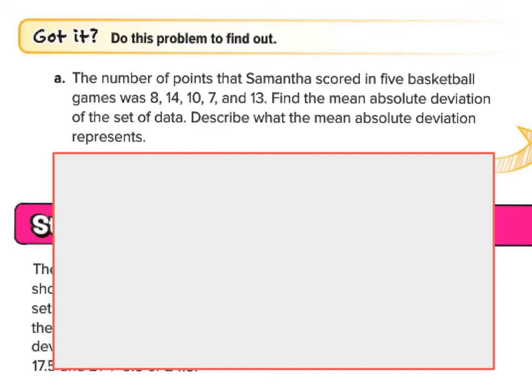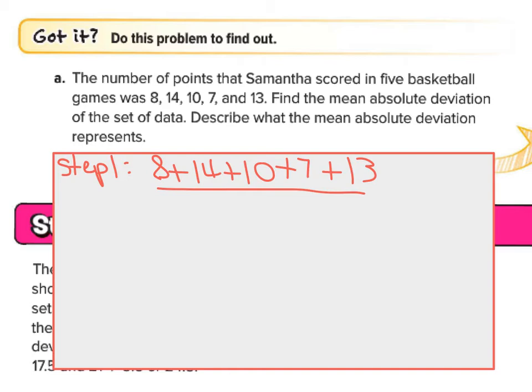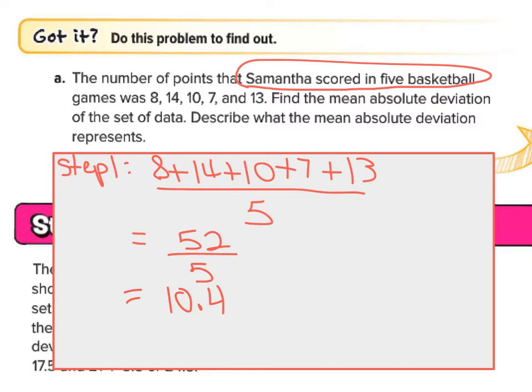Okay, so first let's find the average, the mean. Step 1. We find the sum of all these numbers, and then we're going to divide it by the number of numbers, which is 5 of them. And I get 52 when I add all those numbers, divided by 5. And that is 10.4. 10.4 is the average number of points scored by Samantha, as you can see here. 10.4 per game. It's the average.